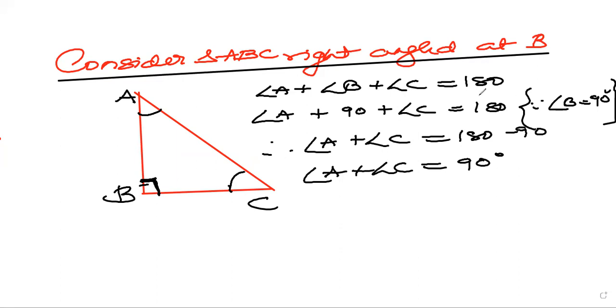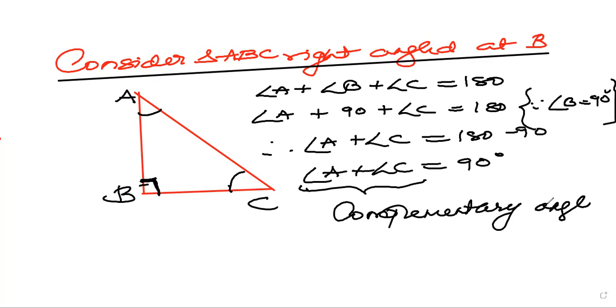Angle A plus 90 plus angle C equal 180. That A plus 90 उस साइड जाएगा तो क्या आएगा? Angle A plus angle C equal 180 minus 90. तो क्या आएगा? Angle A plus angle C equal 90. Whenever you see the sum of two angles is 90 degrees, we call them complementary angles. Got it? That means if the sum of two angles is 90, they're called complementary angles. So angle A and angle C are complementary angles.